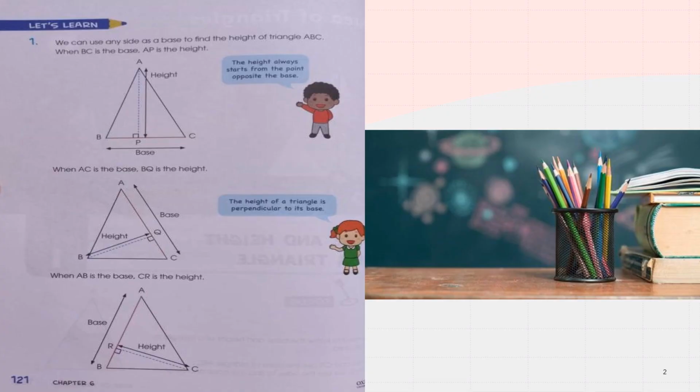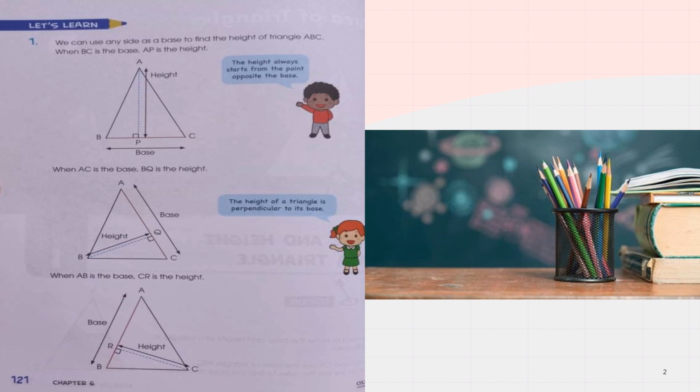First of all, it is clear that we can use any side to find out the base and height of a triangle. So let's consider that in triangle ABC, if BC is a base, then AP is the height of the triangle. Why? Because this line, which is called AP, is a perpendicular from vertex A to base BC. Similarly, when AC is the base, BQ is the height, because BQ is the line that is a perpendicular from vertex B to AC.